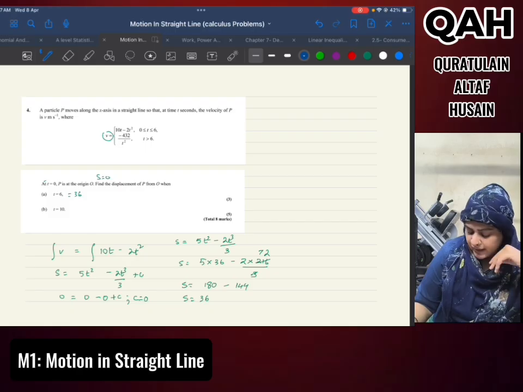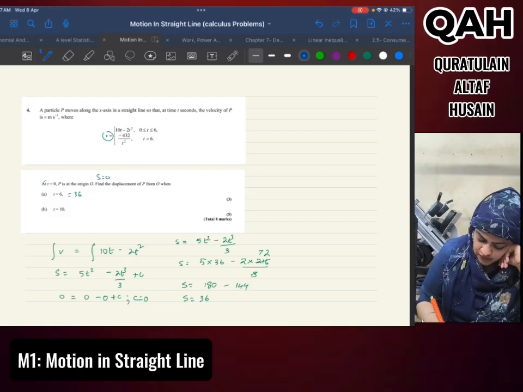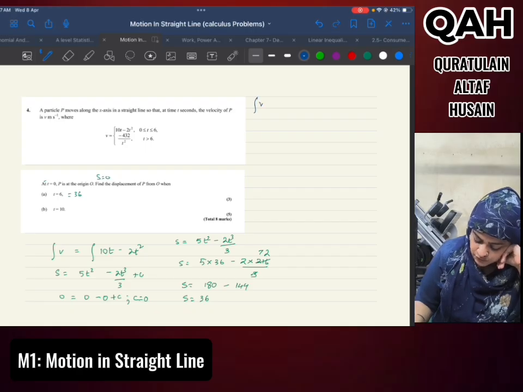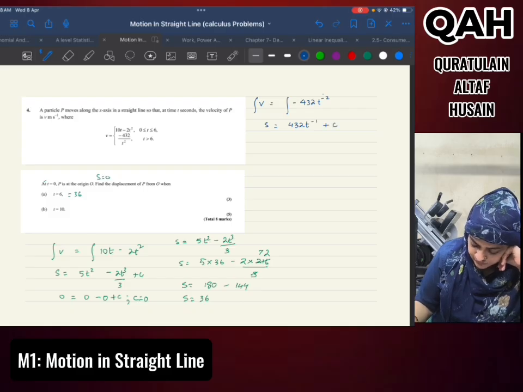For the second condition, at t is equal to 10. For t greater than 6, we are going to use this second equation of velocity. So first we find the equation for displacement. Integral of v is equal to integral of minus 432 t to the power minus 2. Displacement is equal to minus, when this comes down it becomes minus 1, goes in the denominator, becomes minus, and this minus becomes plus. So this is 432 t to the power minus 1 plus c.